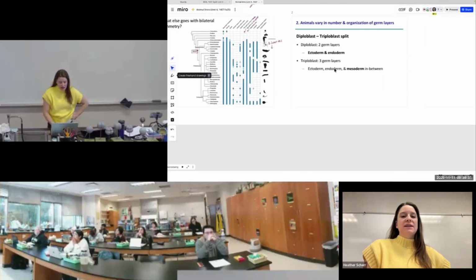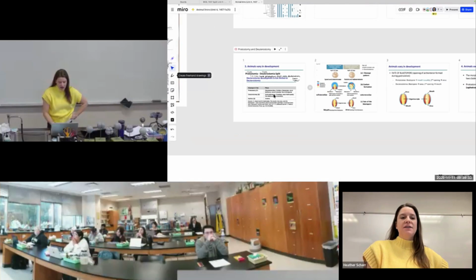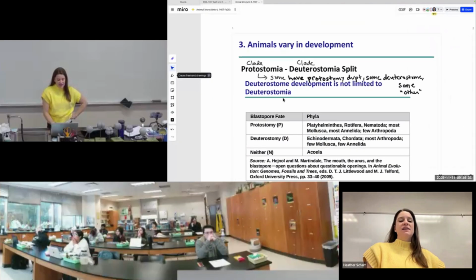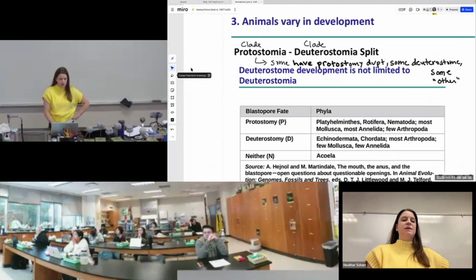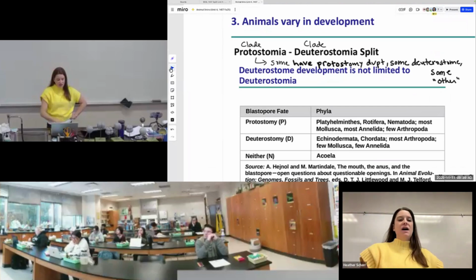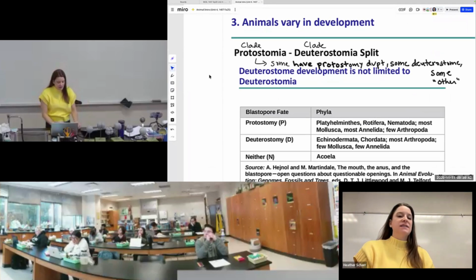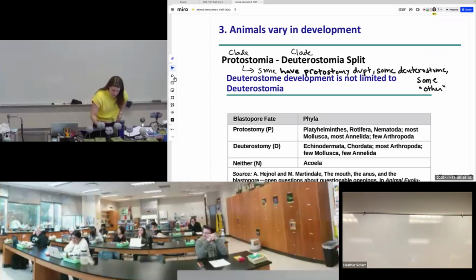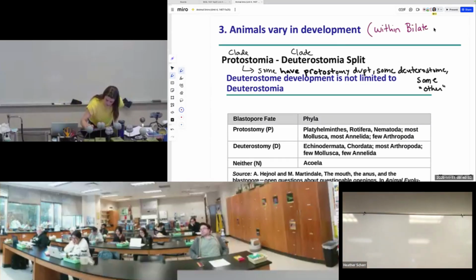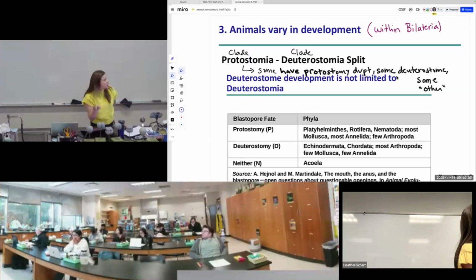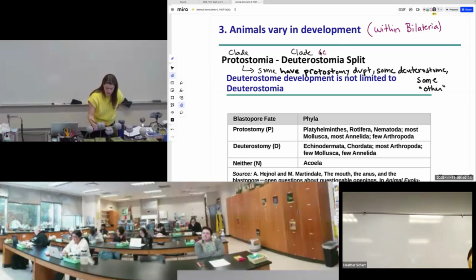Within the triploblasts, the 3 germ layers, we have 2 kinds of ways that they can develop. I mean, there's actually other ways too, but these are the big ways we think of. And this would be in bilateria. You have what's called protostomia, or protostome type development, a combination really, but the protostomia group and the deuterostomia group. Deuterostomia group is unit 5. Protostomia plus non-bilateral is this unit.